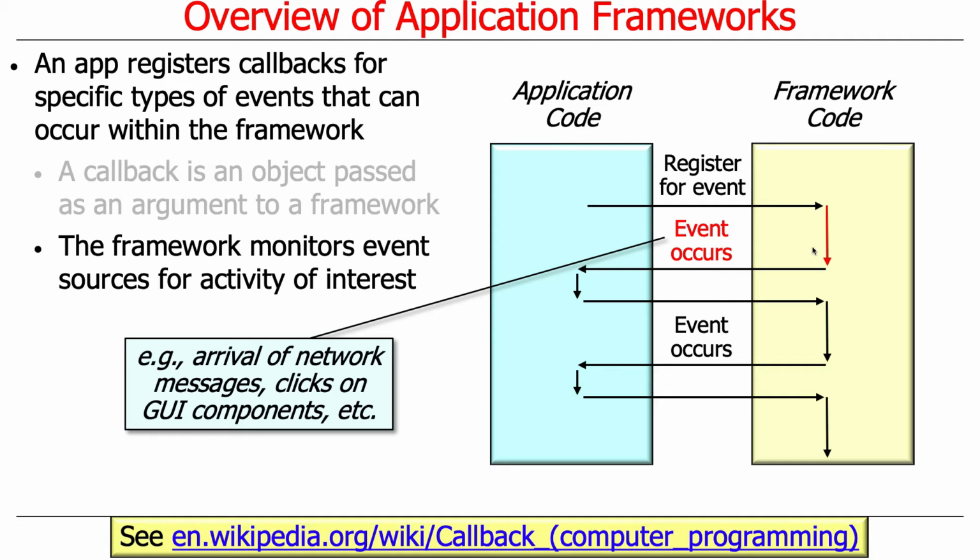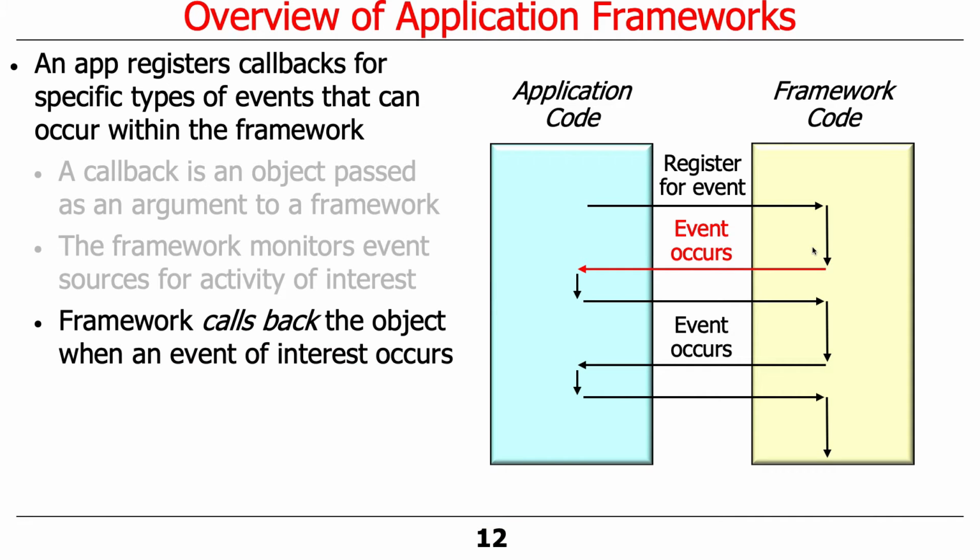And the framework then monitors various event sources. This might be a network connection. It might be the user touching the screen, for example, clicking by pressing some kind of user interface widget in some way to interact with the screen. The framework monitors the event sources for events of interest. When an event occurs, that causes the framework to call back to the application code, to the object in the application code.